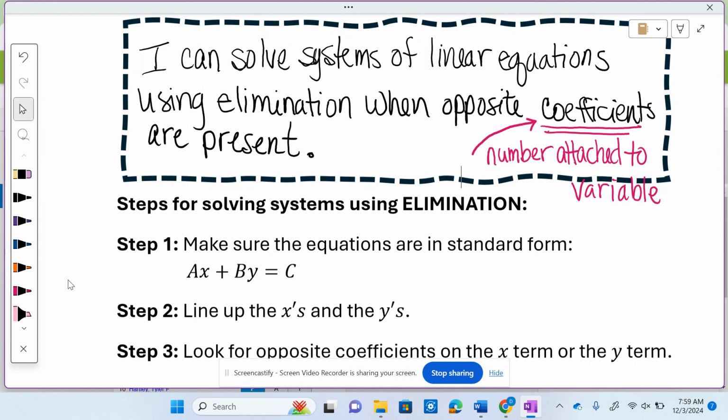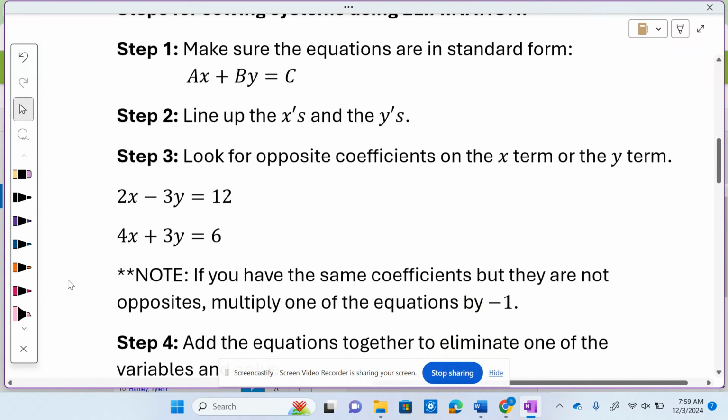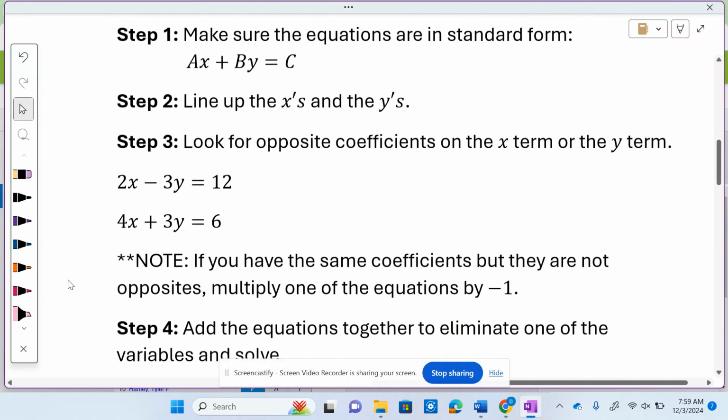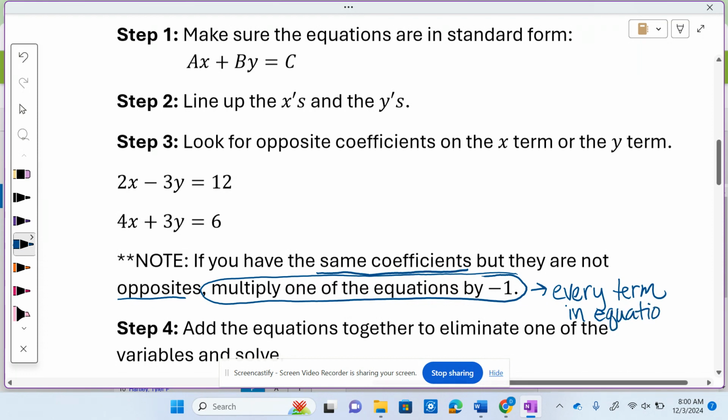And I think that's what the next line says. So we're looking for opposite coefficients on the x term. It says note, if you have the same coefficient, but they are not opposites, you can multiply one of the equations by -1. Remember that when you do that, you multiply every term in the equation, not just the one that you want to be opposite. You have to multiply every term in the equation by -1.